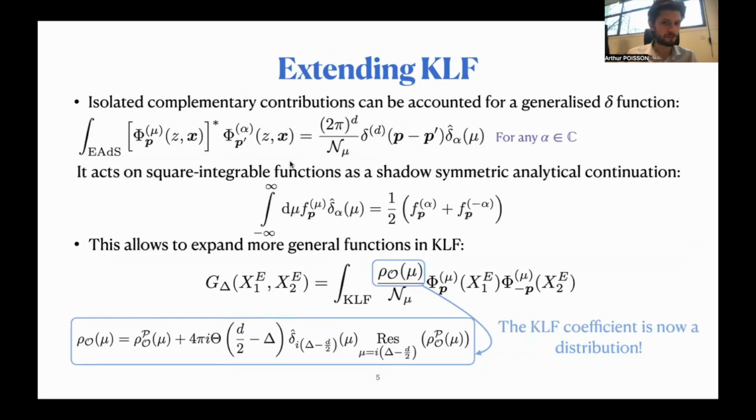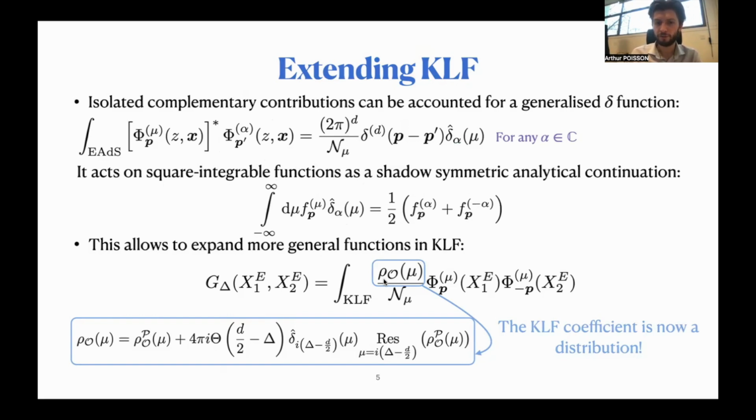Well, because of this, one can extend the KLF decomposition. To this aim, we define a new distribution here that we call delta hat. It acts on the KLF function by analytically continuing these mu indices to arbitrary complex values of alpha, and it also shadow symmetrizes. This is completely consistent with this generalized orthogonality relation for the KLF modes here.